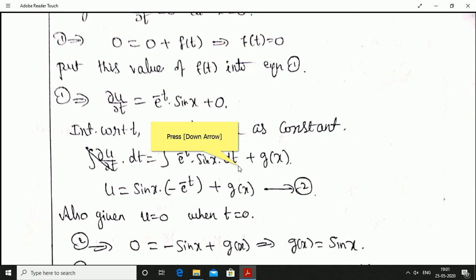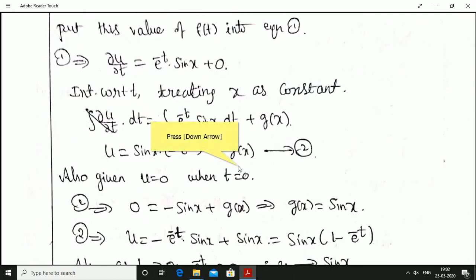Now, to remove del by del t, integrate that with respect to t, treating x as constant. Okay. Integral of del u by del t into dt is equal to integral of e power minus t into sin x into dt plus, because we treated x as constant, g of x, some function of x, is the constant of integration. Okay. Integral and differential get cancelled. U is equal to, okay, we are integrating that with respect to t. Hence, sin x is constant. E power minus t integration is minus e power minus t plus g of x. Call it equation 2.